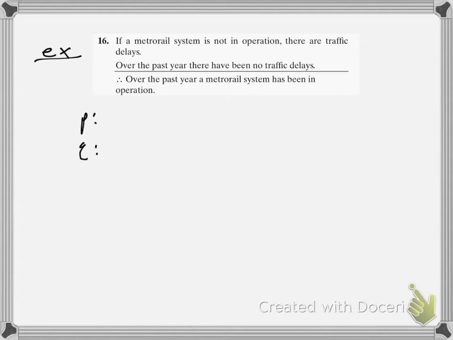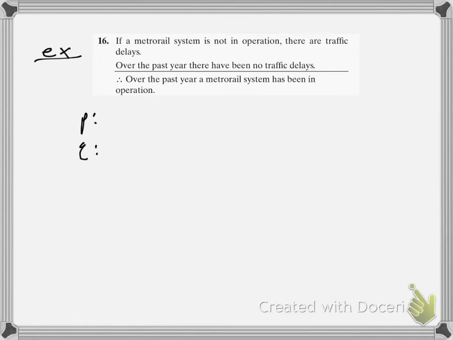So if a metro rail system is not in operation, there are traffic delays. Over the past year, there have been no traffic delays. Over the past year, a metro rail system has been in operation. Okay, let's break this down into simple statements.